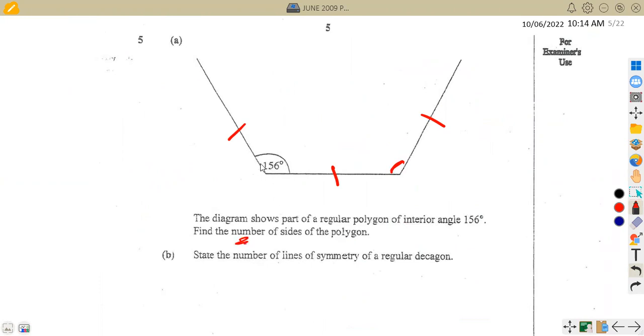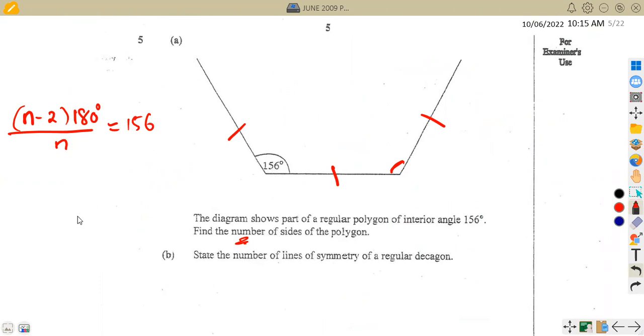Since we are given the interior angle, remember that the interior angle of a regular polygon is given from this formula, n minus 2 times 180 degrees over n. That is equal to the interior angle, which in this case is 156 degrees. So you can formulate an equation.